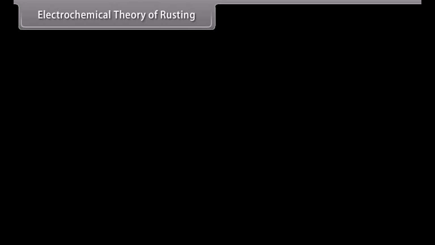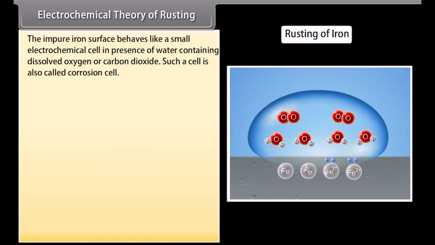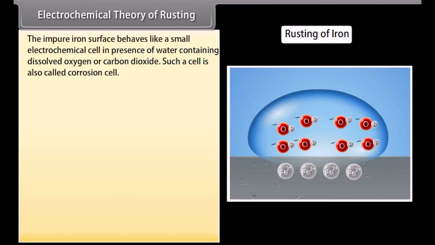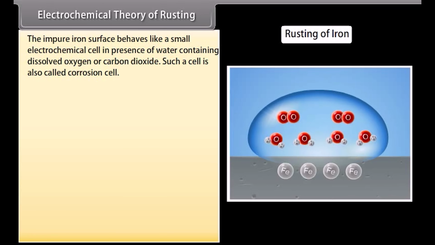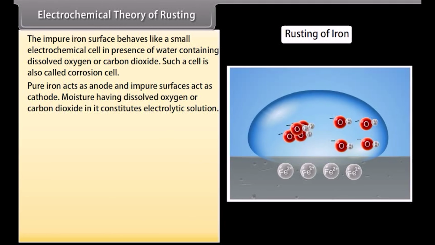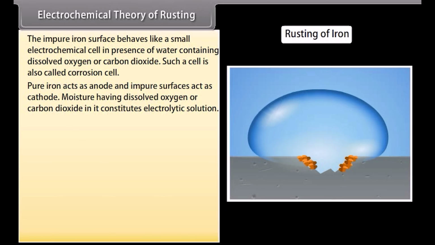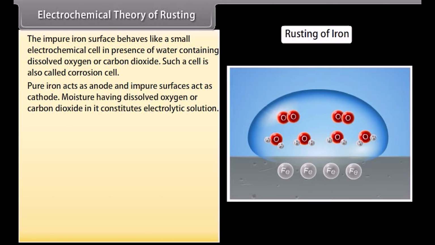Electrochemical theory of rusting. According to this theory, the impure iron surface behaves like a small electrochemical cell in the presence of water containing dissolved oxygen or carbon dioxide. Such a cell is also called a corrosion cell. Pure iron acts as anode and impure surfaces act as cathode. Moisture having dissolved oxygen or carbon dioxide in it constitutes the electrolytic solution.